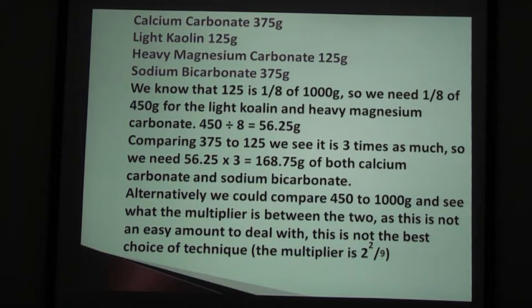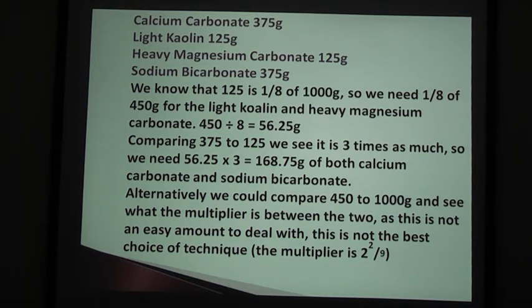You then compare 375 to 125. We see that it is 3 times as much. So we need 56.25 times 3 of both calcium. It was easy enough in this case that of the 4 ingredients, 2 each had the same quantities, so that one answer works for both of them. Another way of doing this is you could say 450 to 1,000. What's the relationship there?